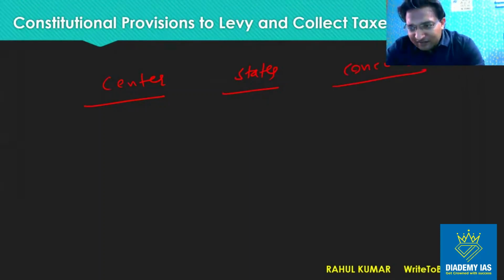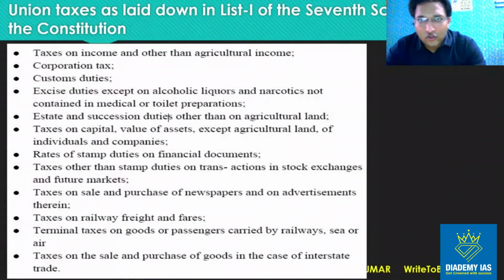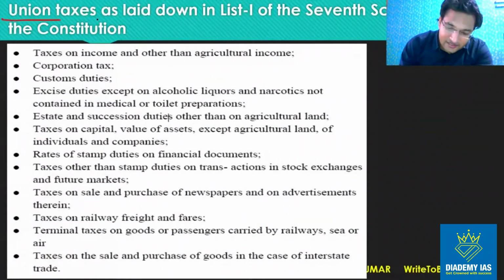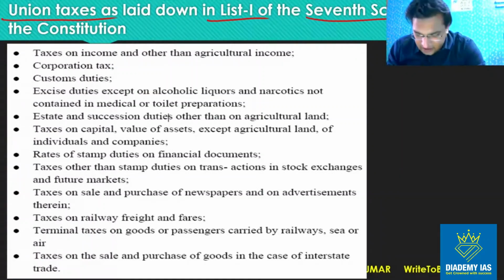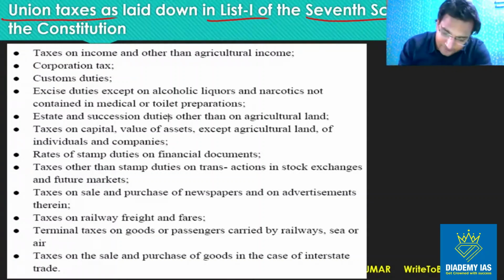So which taxes will be collected by which government have been well defined. So you can see union taxes given in List 1 of the 7th Schedule. Out of this, I will mark some areas which you should remember. The rest of the areas you do not need to remember.